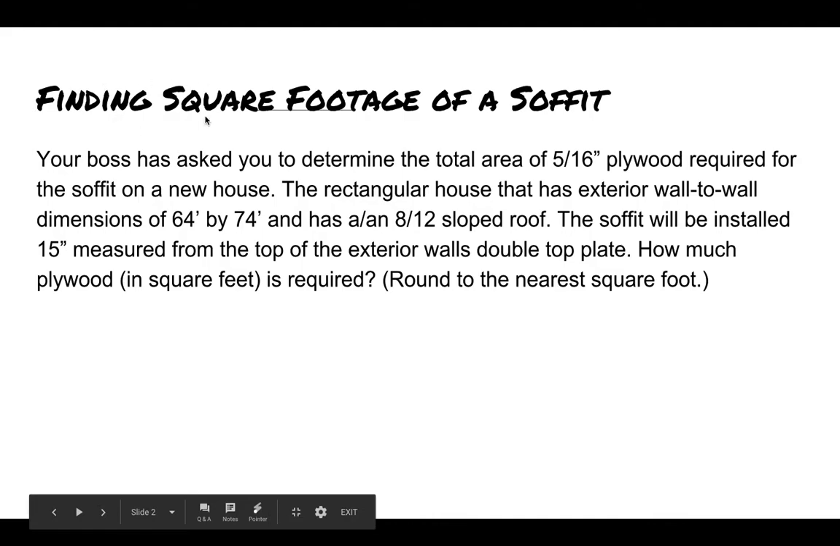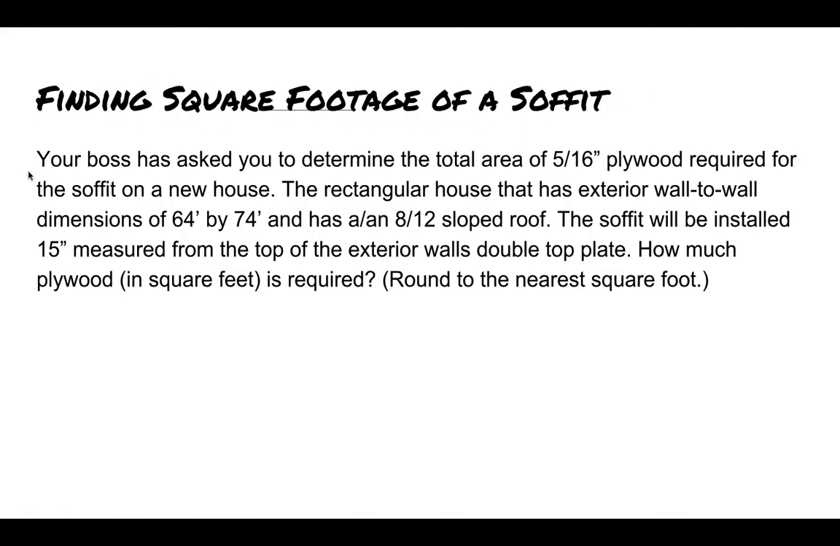Today we will be finding the square footage of a soffit, and the question we were asked goes as follows. Your boss has asked you to determine the total area of 5/16-inch plywood required for the soffit on a new house. The rectangular house that has exterior wall-to-wall dimensions of 64 feet by 74 feet has an 8/12 slope roof. The soffit will be installed 15 inches measured from the top of the exterior wall's double top plate. How much plywood in square feet is required? Round to the nearest square foot.